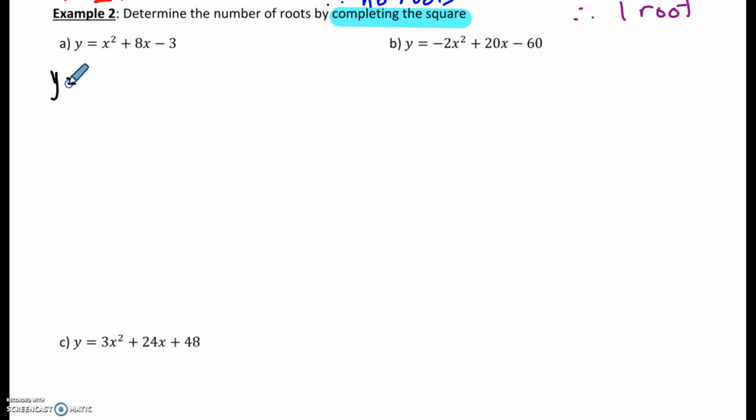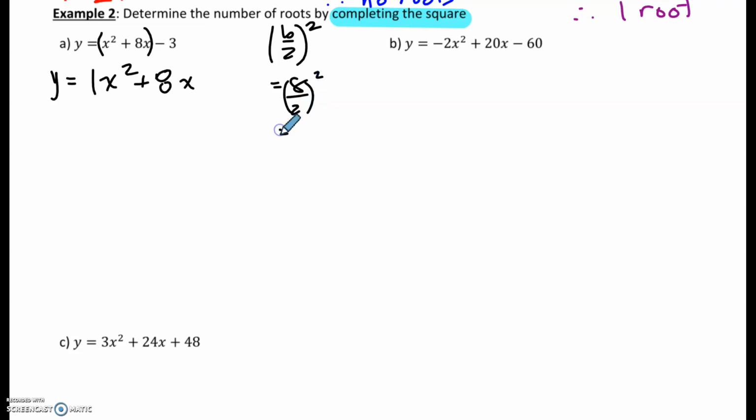So y equals, I'm going to put brackets around the first two terms and divide out the a value. In this case, I don't have an a value, so I'm going to go right to figuring out what do I add and subtract to make a perfect square trinomial. We know we take our b value, divide it by 2, and square it. So my b value is 8, divided by 2 squared is going to be 16. So I'm going to add 16 and subtract 16.